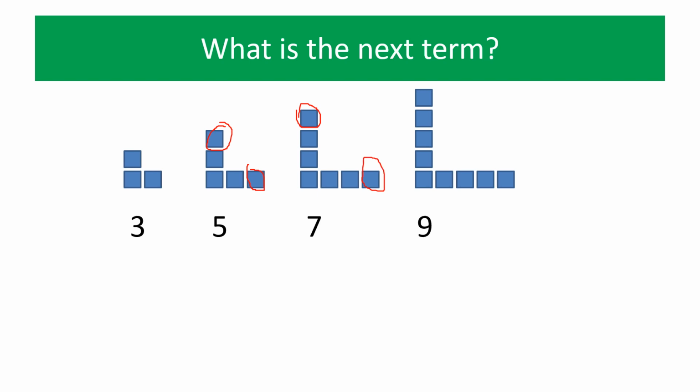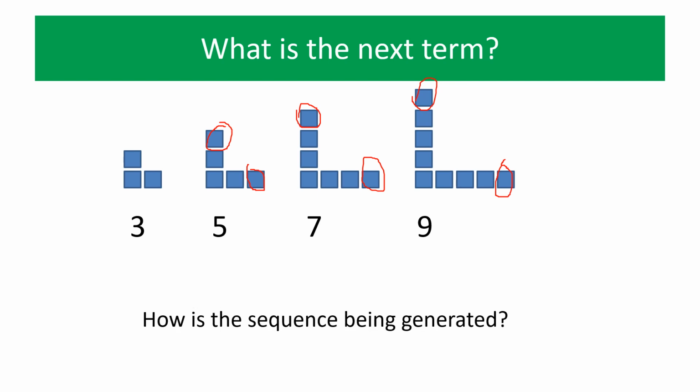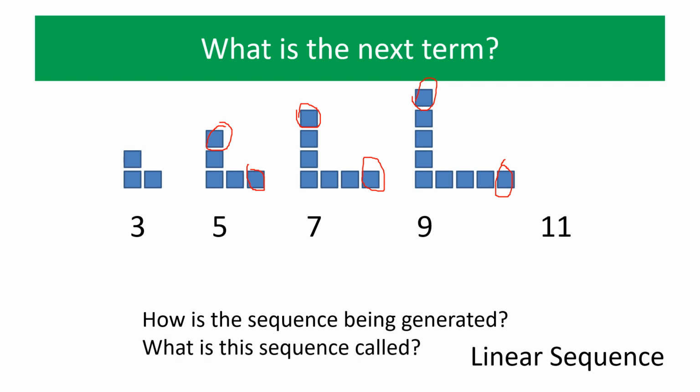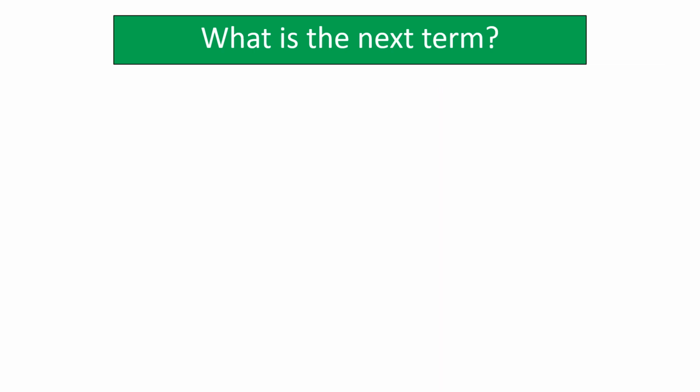So our sequence is going up by 2 from term to term, and any sequence that is going up or down by a common difference is called a linear sequence. So this is just a picture version of the sequences we did in our last lesson. Now this is the sequence that we're going to really focus on today. Let's see if you can figure out what is happening here.